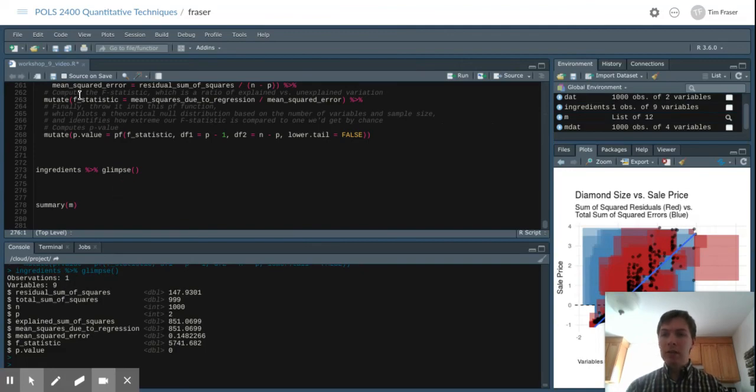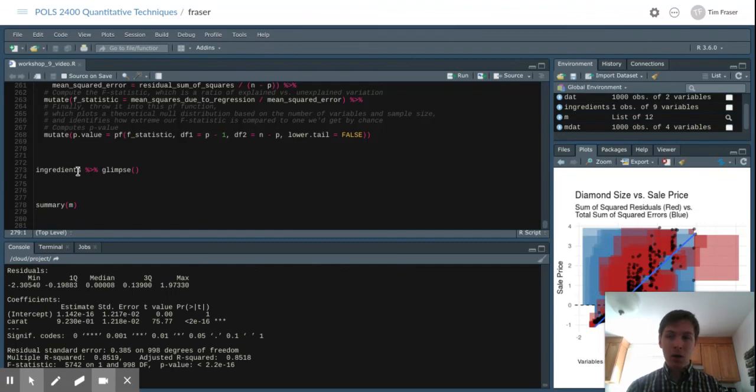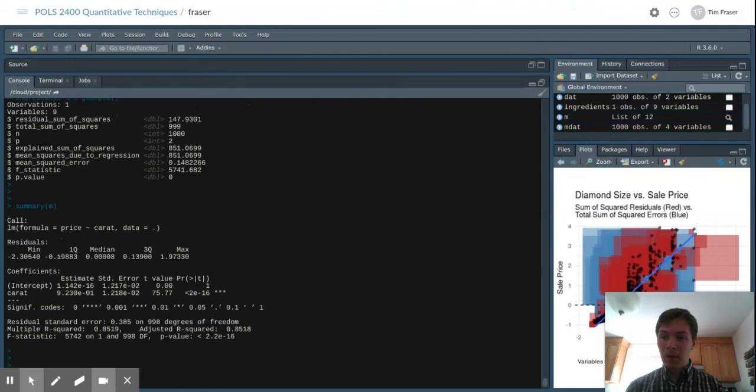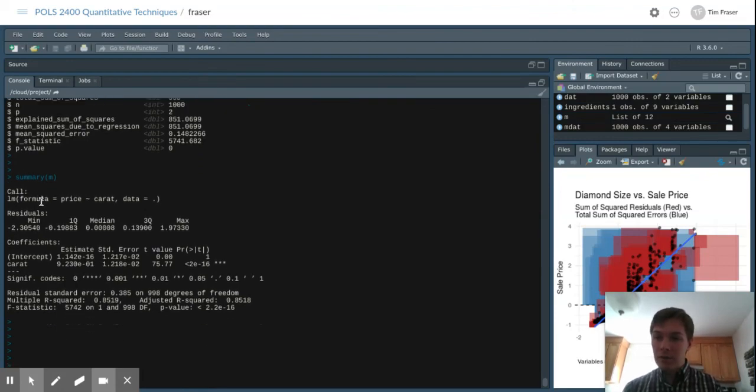Okay, so we learned today all this stuff. What if I told you there's a single simple code you could use? Check this out. This shows us our residuals, our coefficients, our estimates, the significance of our estimates, our R squared, our F statistic, and our p-value. So that's all you need.